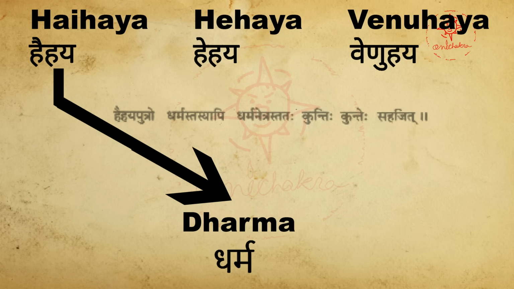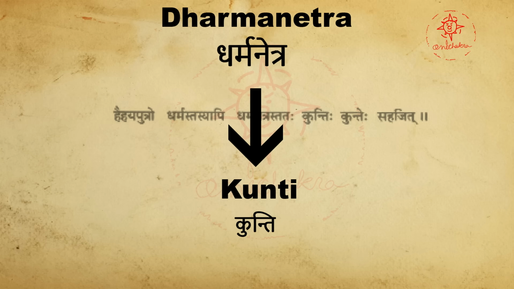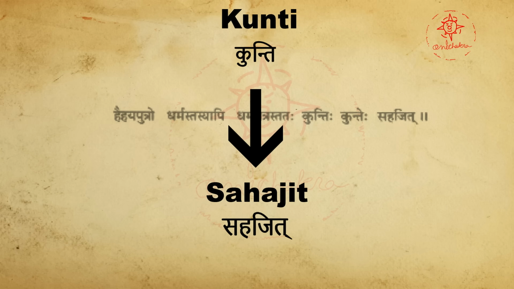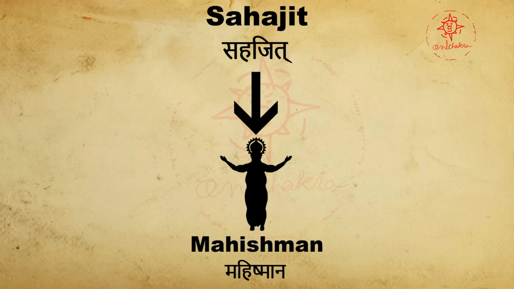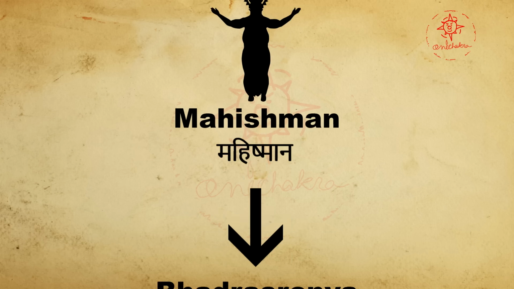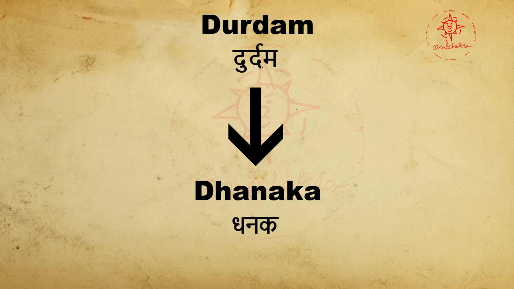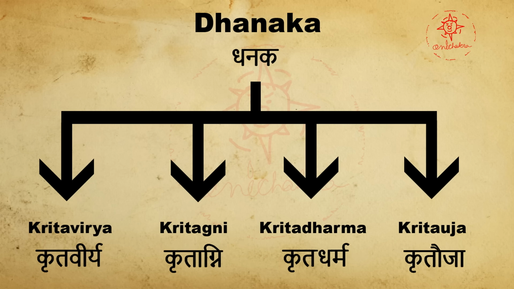The son of Haihai was Dharma, whose son was Dharmanetra. Kunti was his son, who was the father of Sahajit. Sahajit's son was Mahishman, who founded the famous place Mahishmatipur. His descendants were as follows: Bhadrasrenya, Durdam, Dhanak. Dhanak's 4 sons were Kritavirya, Kritagni, Kritadharma, Kritoja.